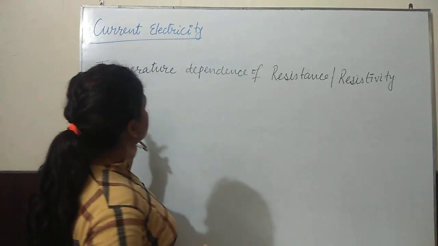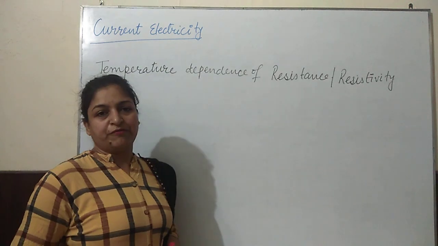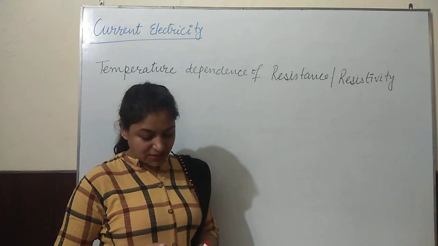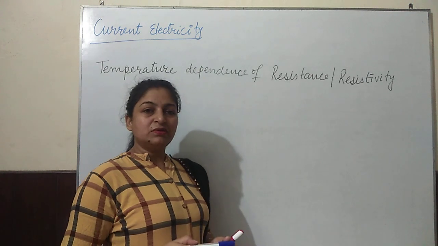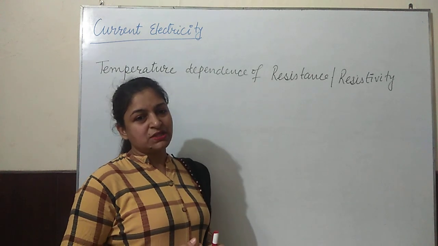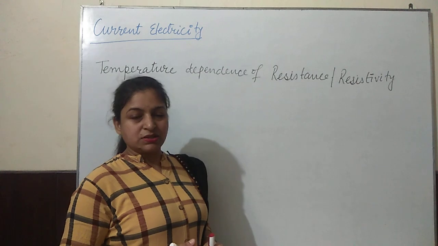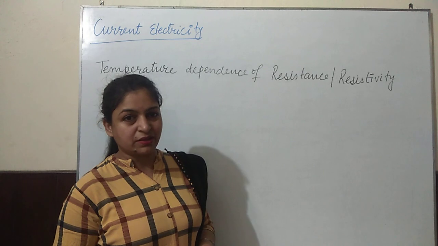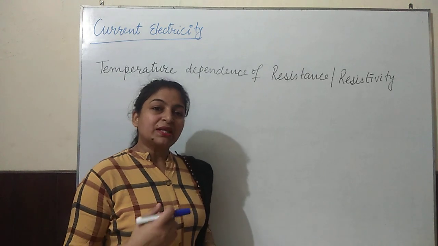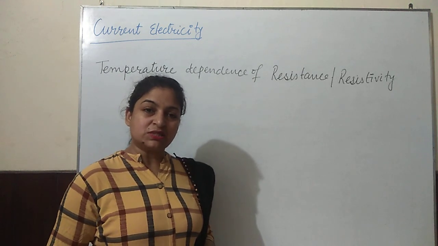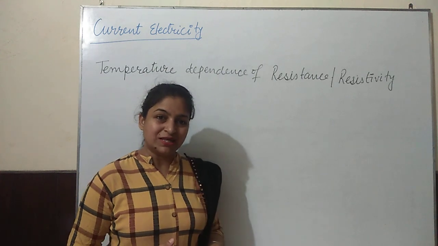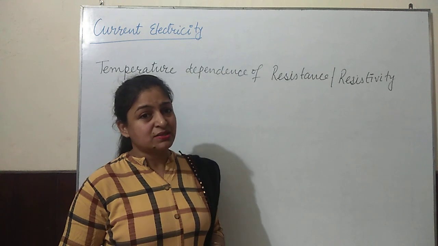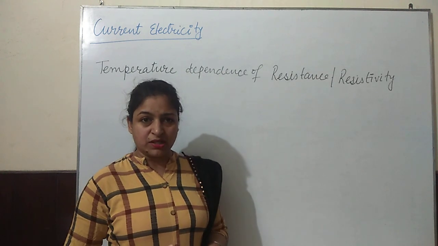So how the temperature is going to affect the resistivity of any material, that we are going to see here. In case of conductors, the resistivity of the material will increase if we increase the temperature, because the relaxation time will decrease, meaning more collisions are going to take place, and the randomness of the electrons will increase, and hence the resistivity of the material will increase.